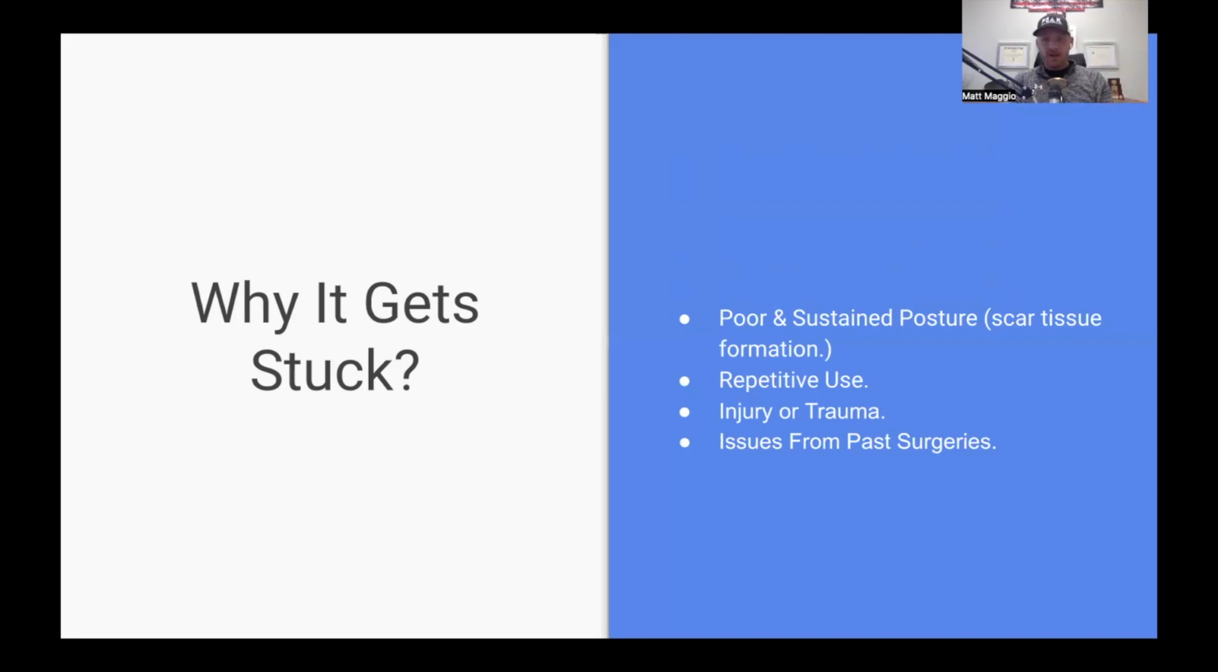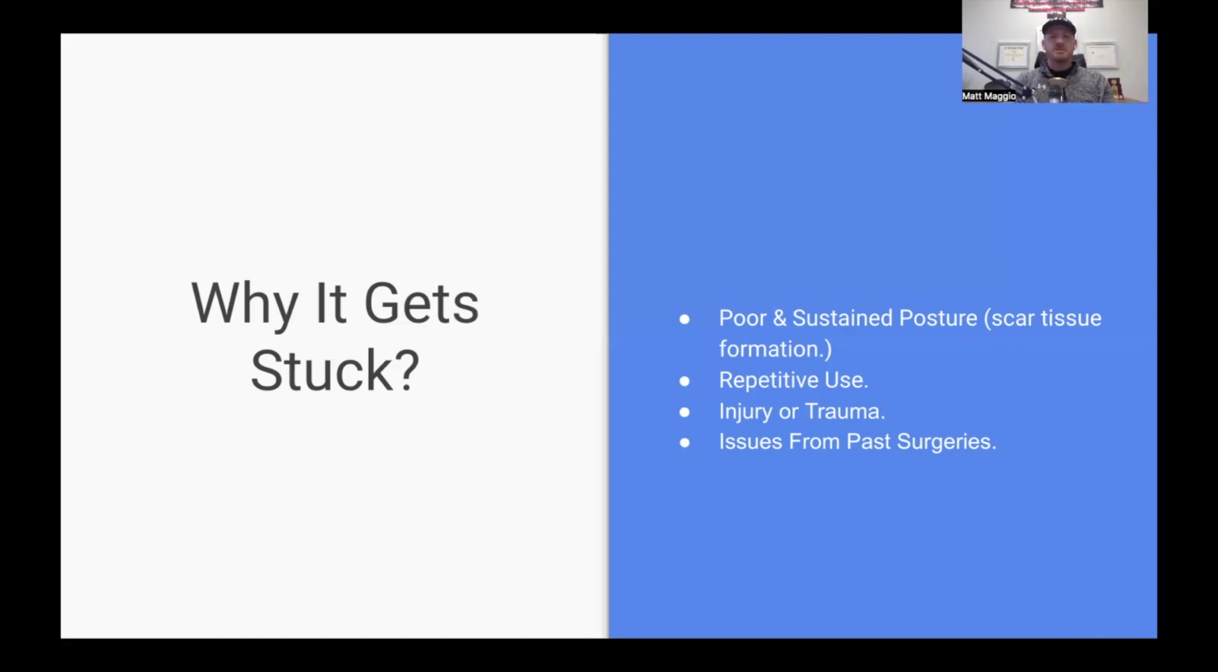Another one is just that repetitive use. Maybe people that use their hands a lot, maybe athletes, things like that, where those extensors are really getting overworked, or maybe the shoulder, or even in the neck as well. Definitely can be some issues with injury or trauma in there, possibly like a shoulder issue, injury to the elbow, also a neck injury as well, and a cervical spine injury.